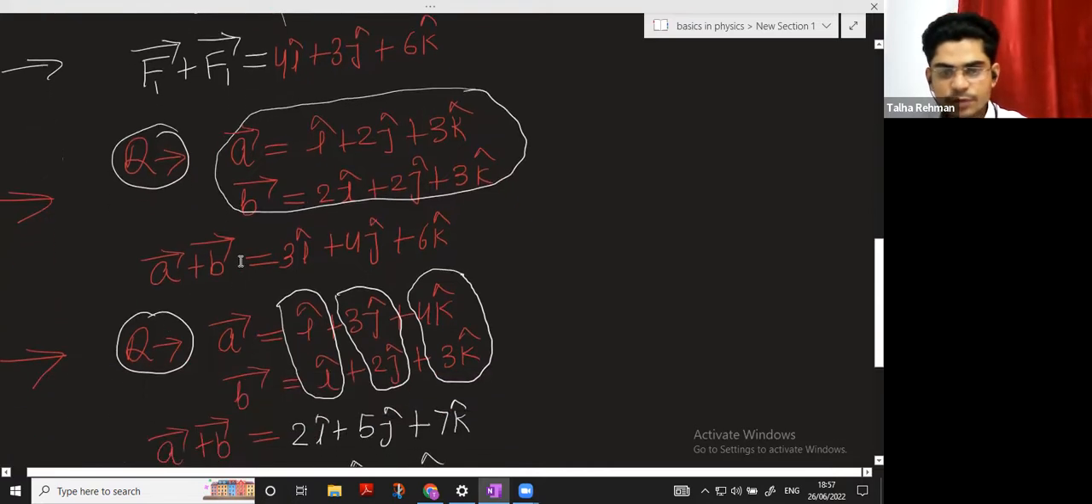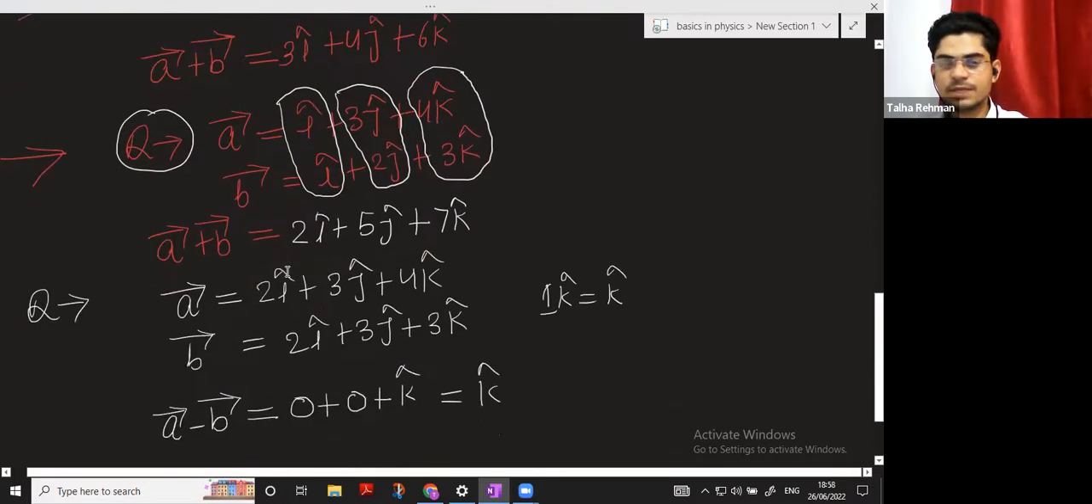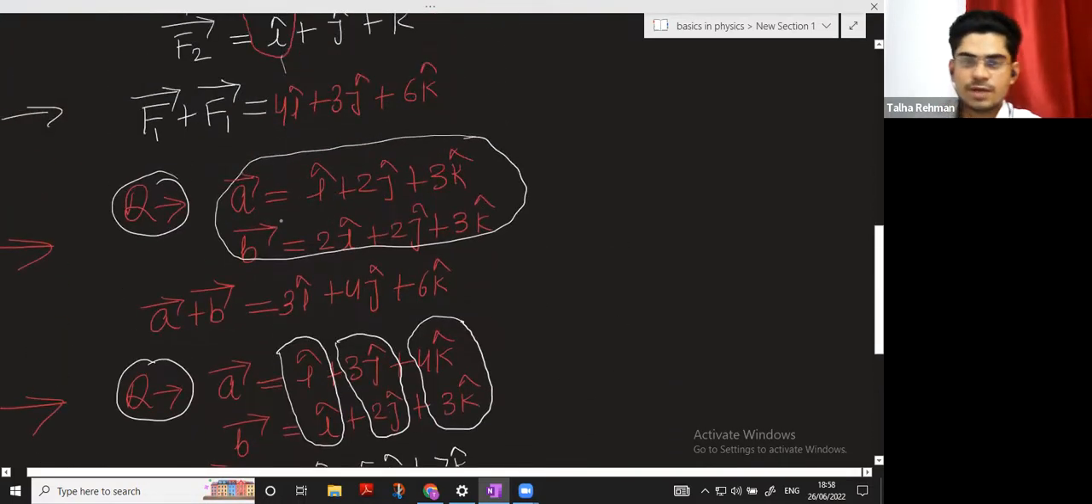And you have to calculate a plus b. So you simply add. This is simply addition, and this is simply a subtraction. So now I am moving forward.